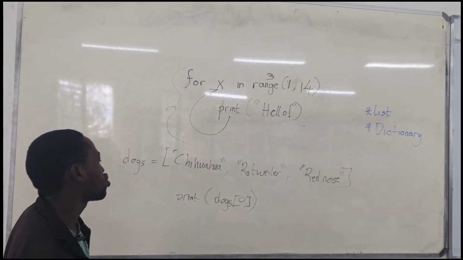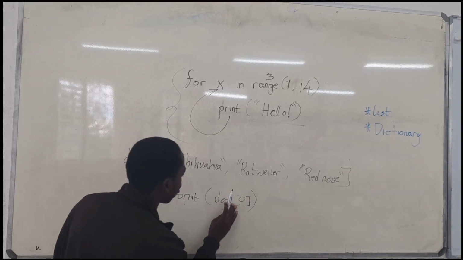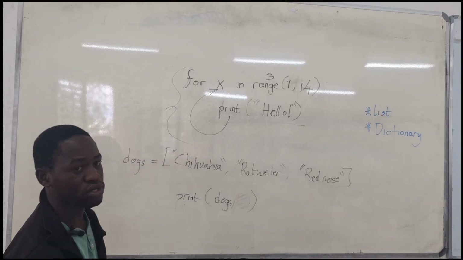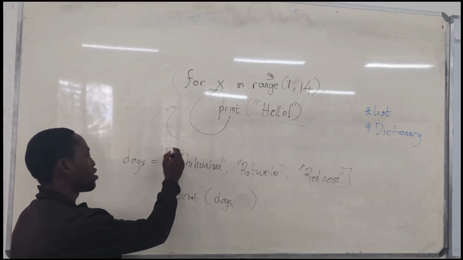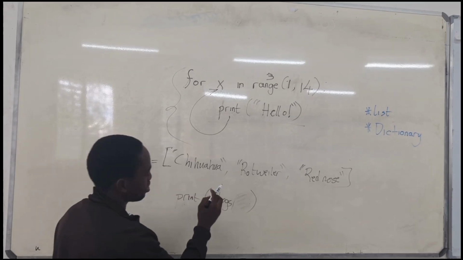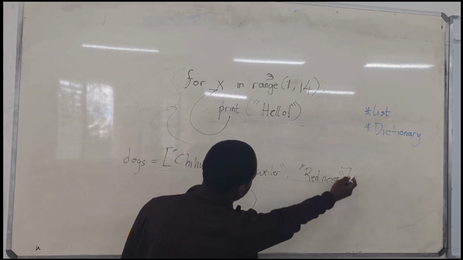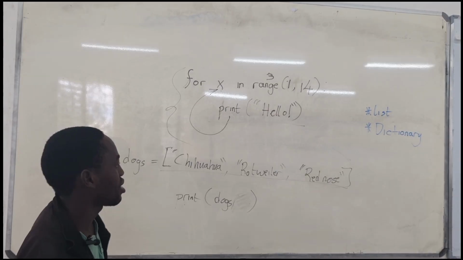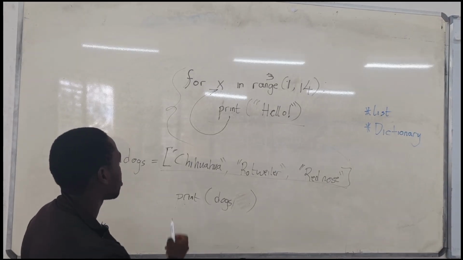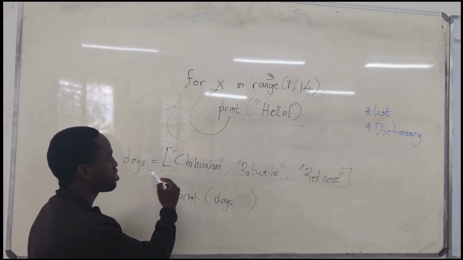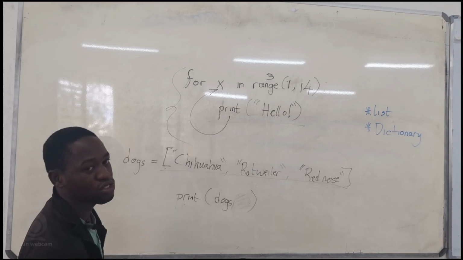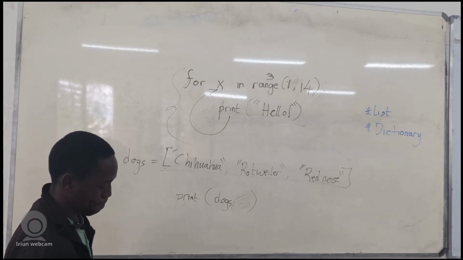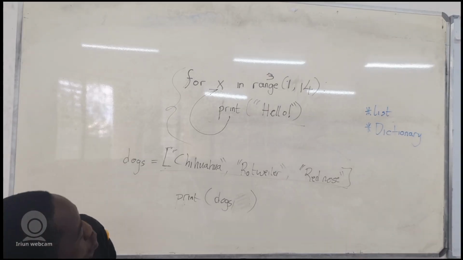But then if you were just to print dogs as it is, the output it would give you, including the square brackets, is this entire thing just as it is. That's the way it looks. But now let's say you want to print it in a way where it doesn't include the quotations or the square brackets. That's where loops come in again. So you do something like this.